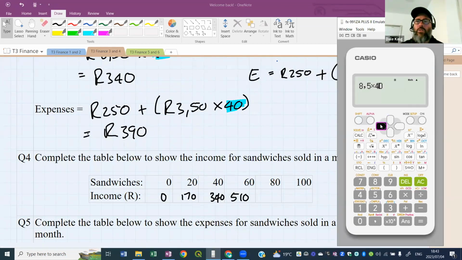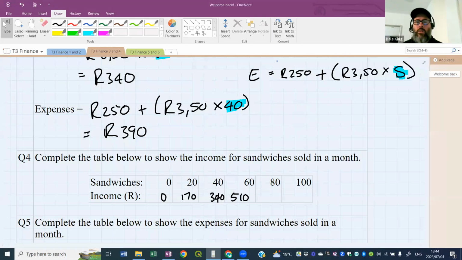Excellent. So what Katlego is doing is just changing that number to another one. All right. So it's 680 for 80. And for the 100? And then for 100, it's 850. Thank you very much, Katlego. Excellent. Thank you very much.